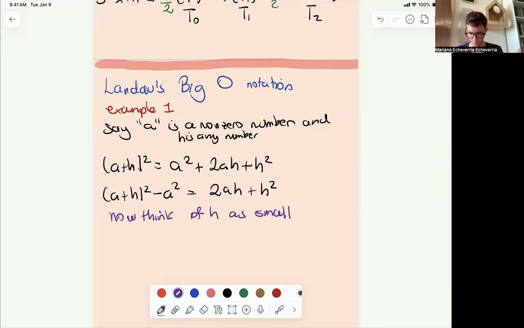So once you make h really, really small, maybe I should ask this as a question. If h is super small, of these two terms, which one is the smaller one? If h is super, super small, which one seems smaller to you?